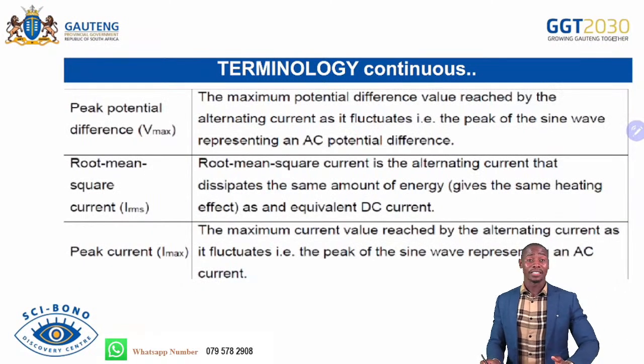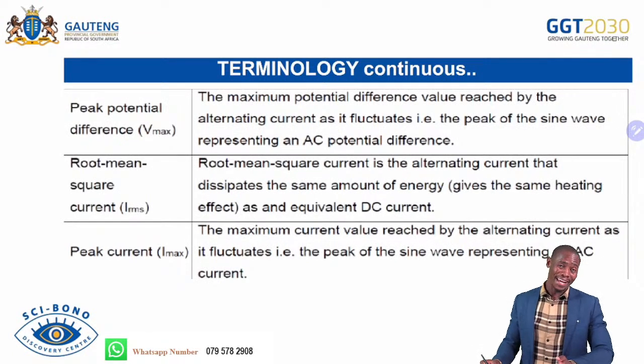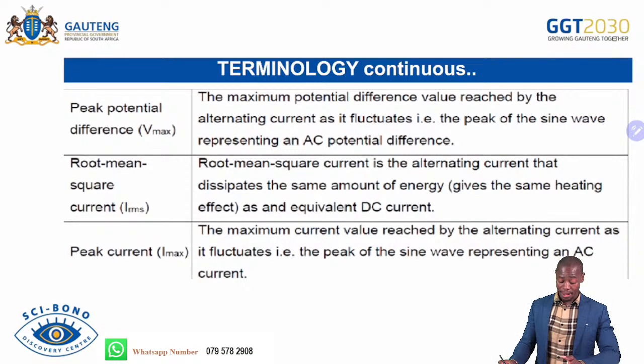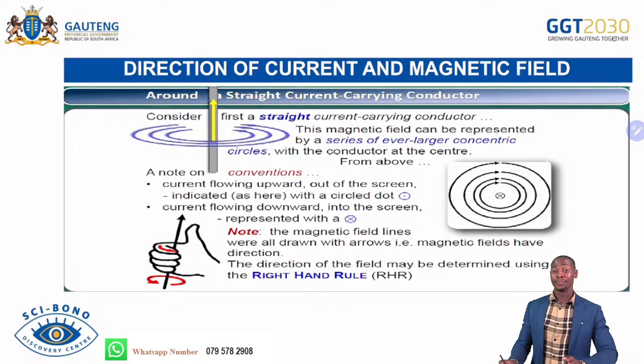Then peak potential difference, which is also known as maximum potential difference. It is the maximum potential difference value reached by the alternating current as it fluctuates. The root mean square current, we are still going to talk more about that. And then the peak current, also known as the maximum current. The symbol there is I_max. That is the maximum current value reached by the alternating current as it fluctuates. So these are the terms that you need to know under electrodynamics, learners.